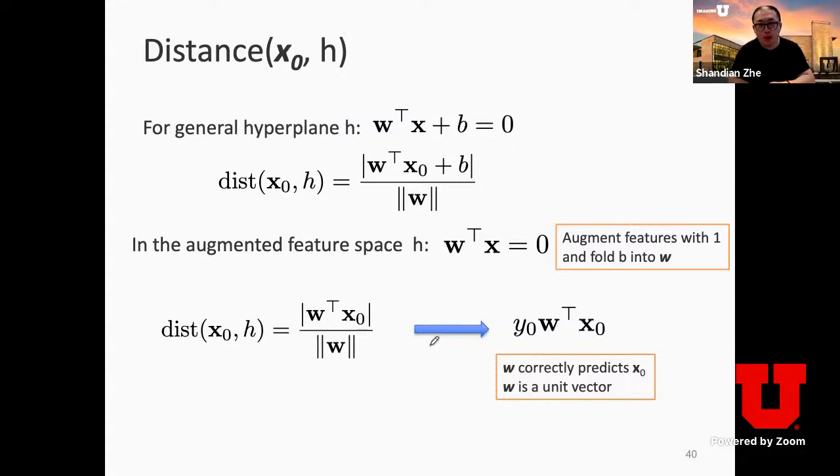And also, we need to review how to calculate distance. Here I just copy the formula. I bet everyone has seen this before, in your calculus course or geometry in high school, whichever. Suppose we have a general hyperplane in this form, W transpose X plus B, and we want to calculate the distance between an arbitrary point x0 and this hyperplane. So this is the formula to calculate distance, right?